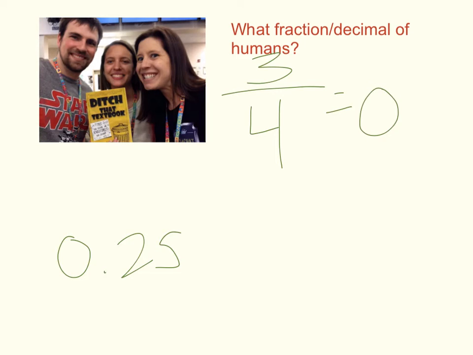So 0.75. If we had 2/4, it would be 0.5, because that's equivalent to 1/2, and 4/4 would be 1. So every quarter is another 25 cents, or 25 hundredths.